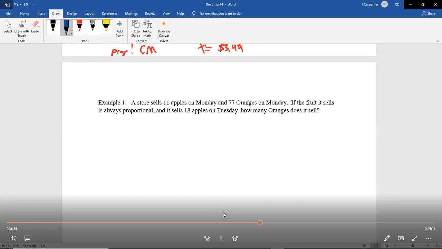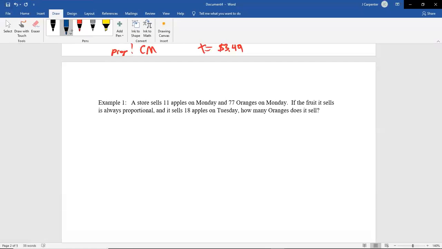Sorry, my students. All right, a store sells 11 apples and 77 oranges on Monday. So we're talking about apples and oranges. If the fruit it sells is always proportional, that tells us that we can use y equals kx. They're always proportional. Now I've called the y and x apples and oranges, but I haven't written it anywhere.